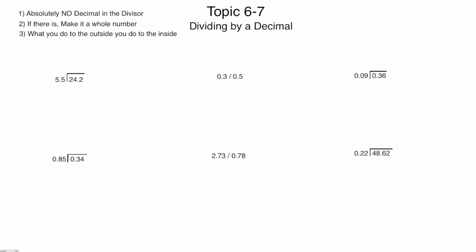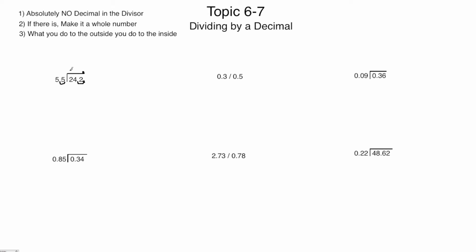So let's take, for example, this first one. We need to make the divisor a whole number. So we're going to make one butt cheek. You multiply it by 10. And what you do to the outside, you do to the inside. So that decimal now goes right after the 2. Now you just divide normally.